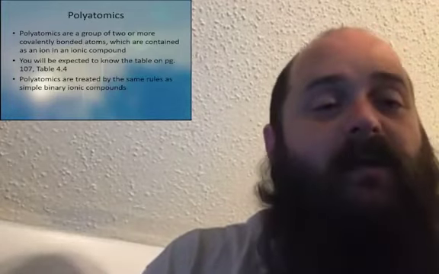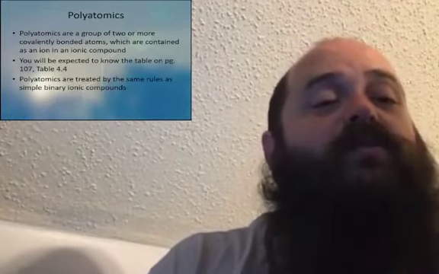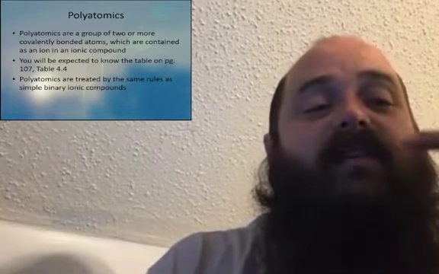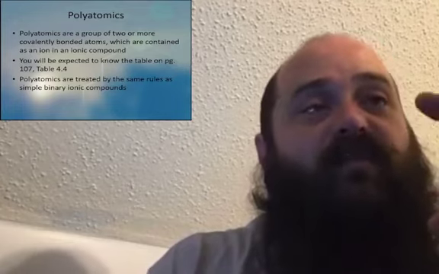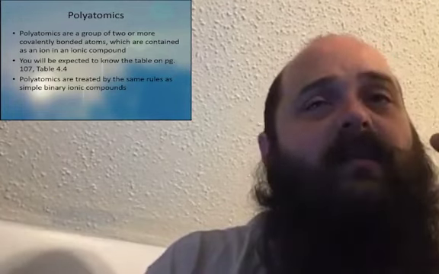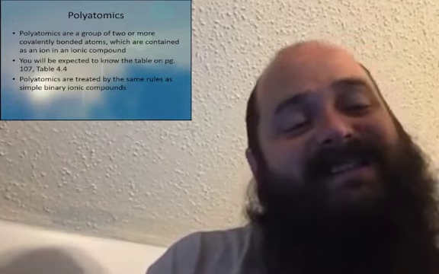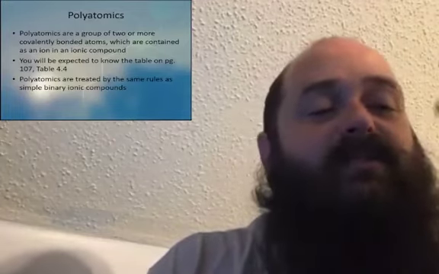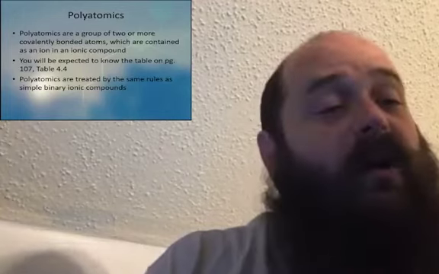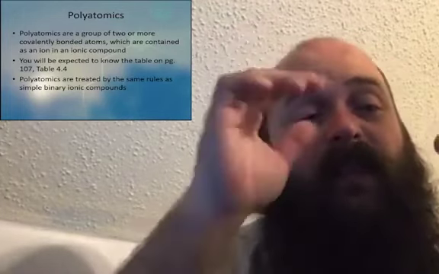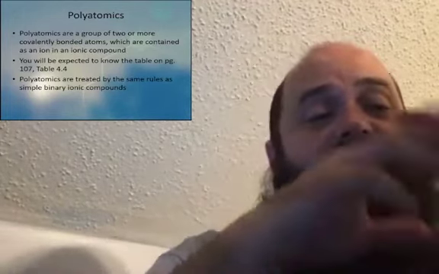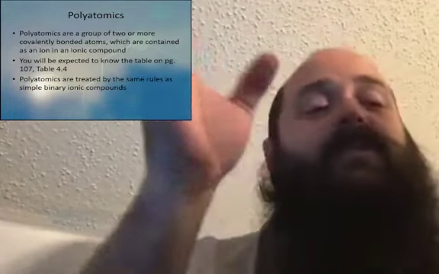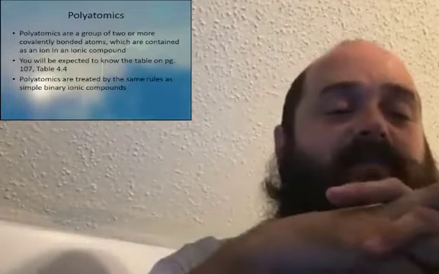I mentioned polyatomics. Polyatomics are a group of two or more covalently bonded atoms. You will be expected to know the table of polyatomics that's on page 107. It's table 4.4. Polyatomics are treated as a simple anion or cation in a binary ionic compound. And so there will be some compounds on your test that have covalent bonding inside of a polyatomic, and then ionic bonding between that polyatomic and something else.